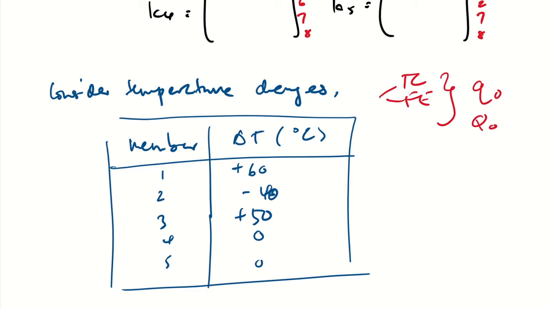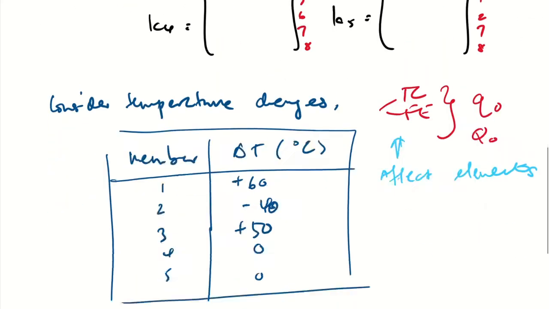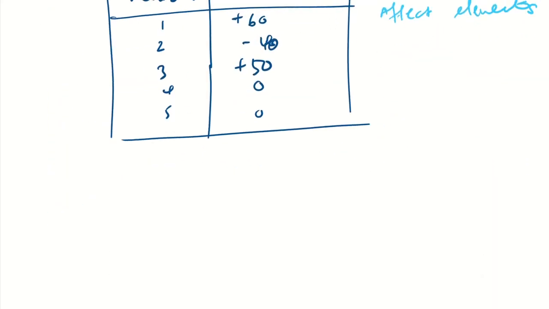This will affect the element. So we need to establish Q naught for each element. So for Q naught, we will have Q naught 1.